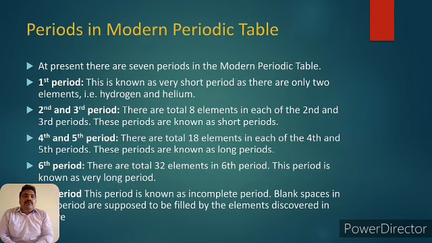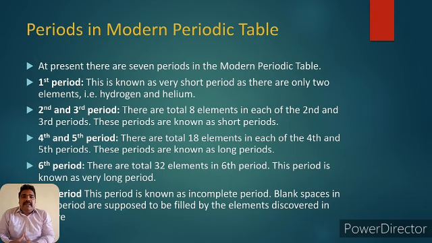Periods of the modern periodic table: there are 7 periods. The first period is known as the very short period, as it consists of only 2 elements, hydrogen and helium. In the second and third periods, there are 8 elements in each. These periods are known as short periods. In the fourth and fifth periods, there are 18 elements in each. These periods are known as long periods.